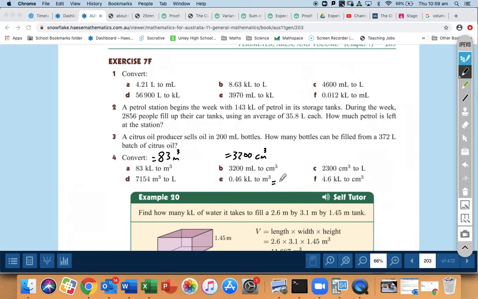Directly underneath it here, a kilolitre is the same as a cubic metre for all intents and purposes. So this would be 0.46 metres cubed. But let's look at some of the ones that use litres. If I look at C and D. Right. C and D. Okay. There's the school bell.